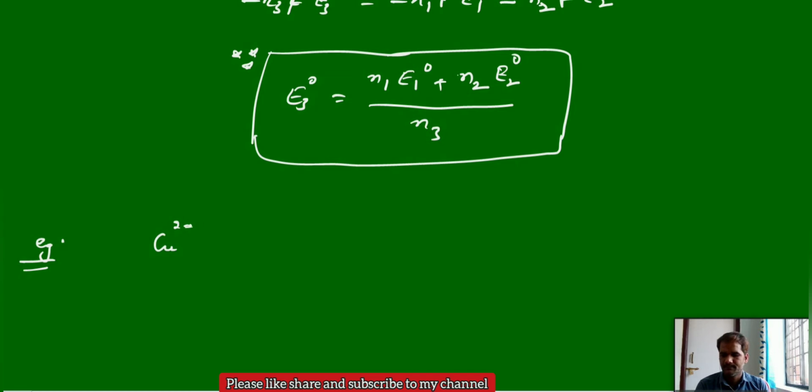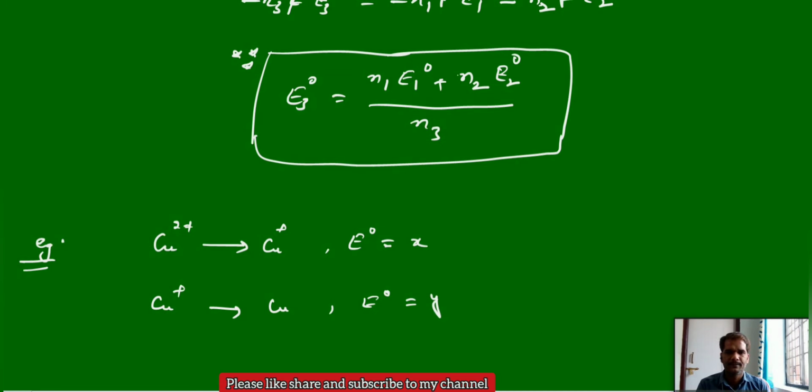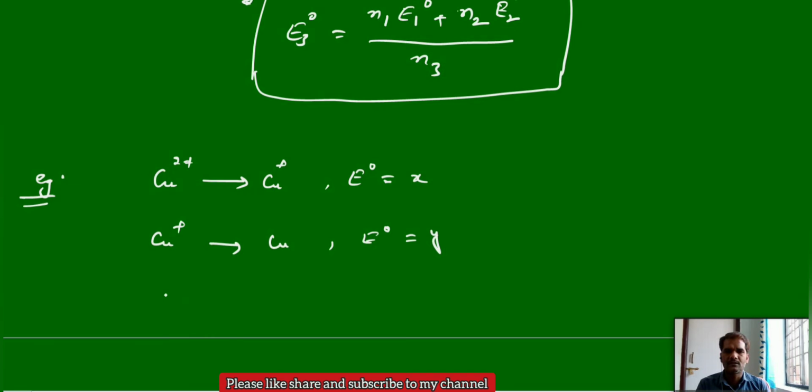Just one question here, a basic example. Copper 2 plus is converting into copper plus, where the reduction potential E naught value, let us assume, is X. Next, copper plus to copper, where the E naught value is Y. Then they ask to calculate copper 2 plus to copper. In this case, what is the E naught value?